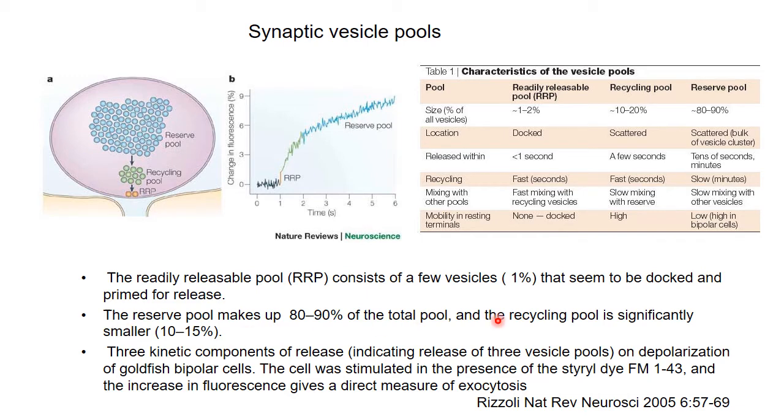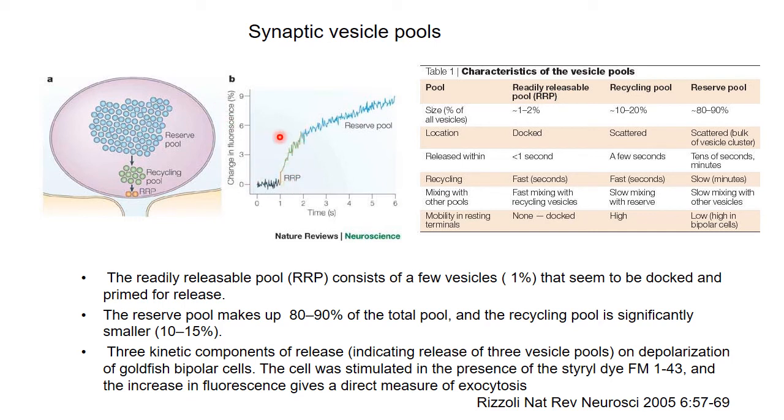Then we have a recycling pool of the vesicles, which is a bigger percentage, 10 to 20%. They are not docked, they're scattered, but they're very close, and they're going to be released within a few seconds. So they will be moving a lot because they're not docked, but again, these are not the next level.